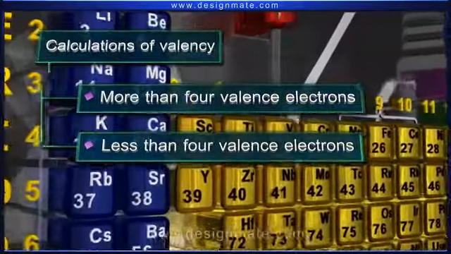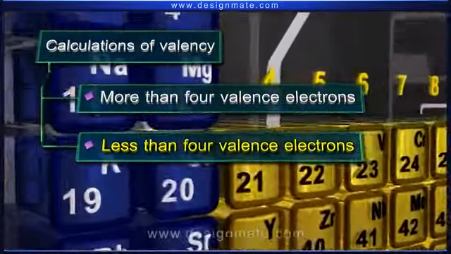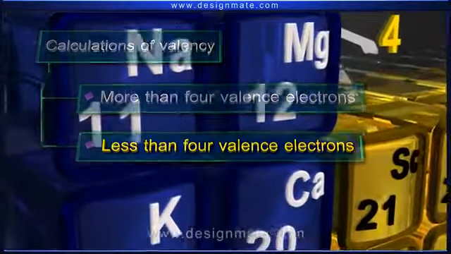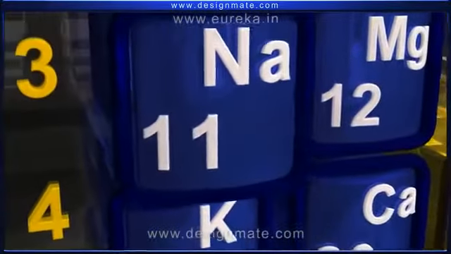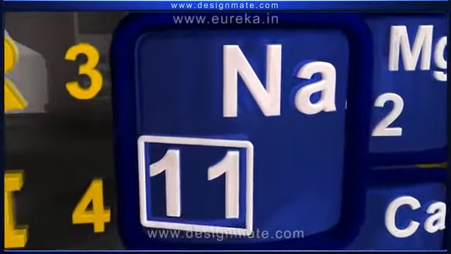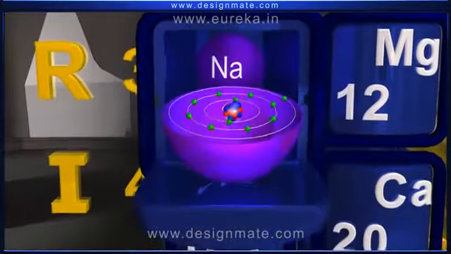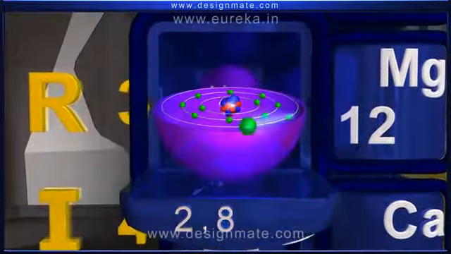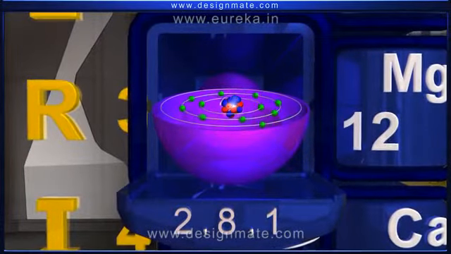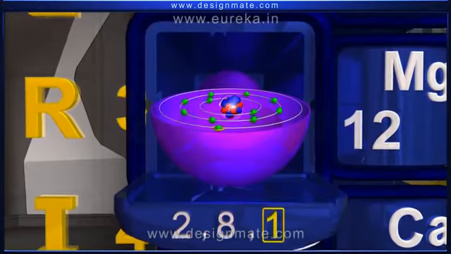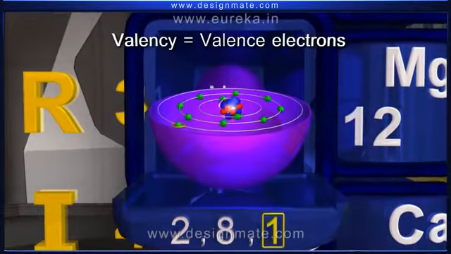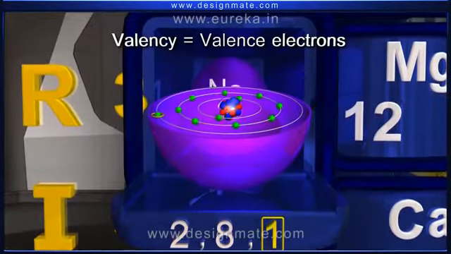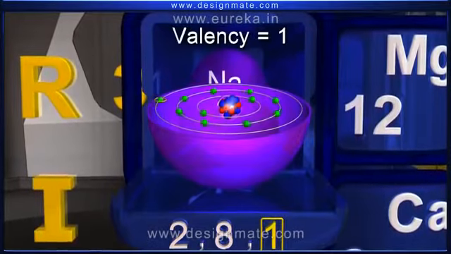Now we will study those atoms which have less than 4 valence electrons. Consider an atom of sodium with an atomic number 11. It has an electron configuration of 2, 8, 1. Thus, sodium has 1 valence electron. For such atoms, their valencies are equal to the valence electrons. Sodium thus shows a valency of 1.